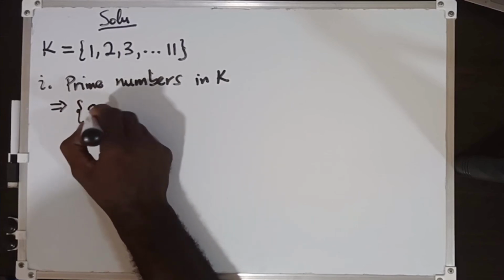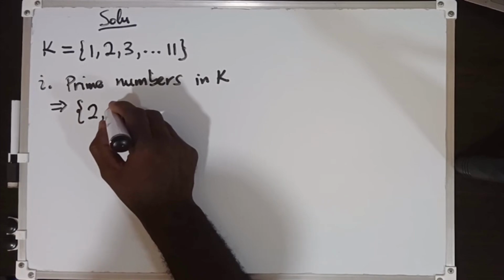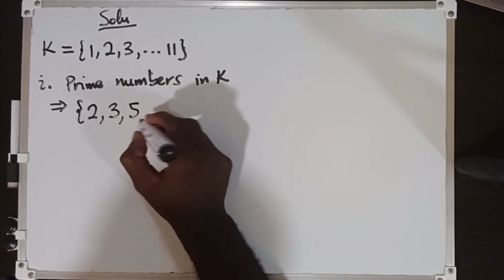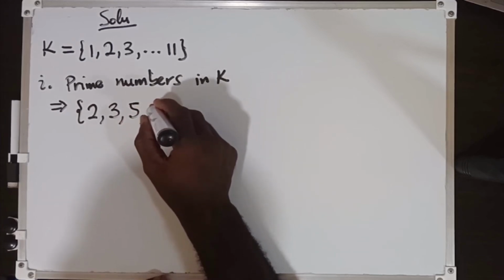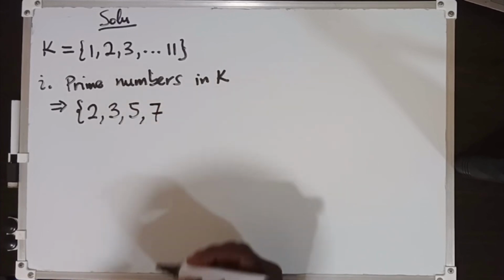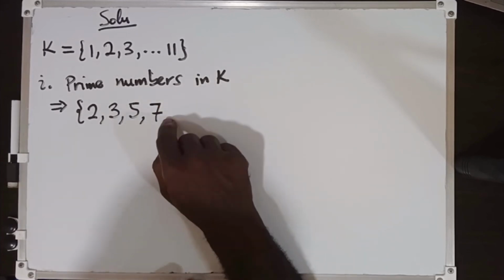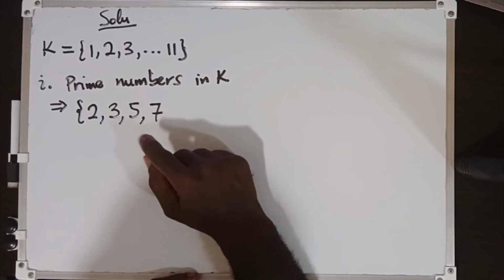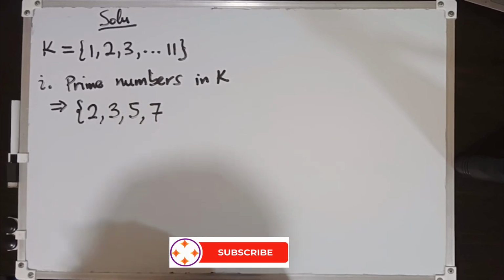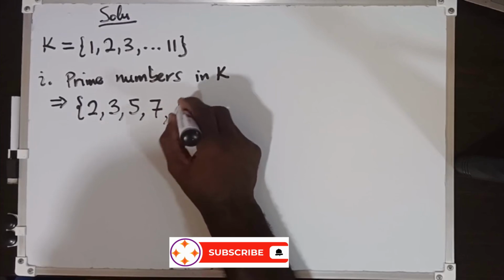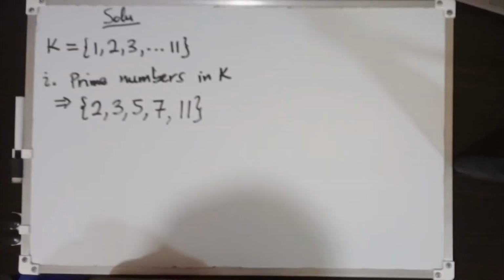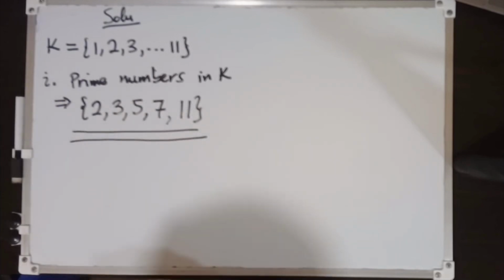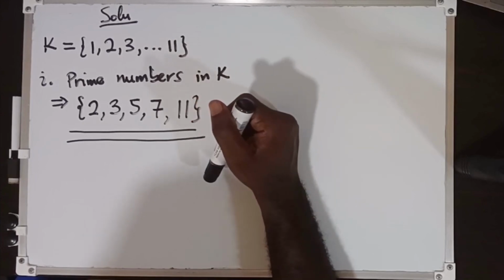So the first prime number is going to be 2, the second prime number is going to be 3, the next prime number is 5 because 4 is not a prime number. The next prime number is going to be 7 because 6 is also not a prime number. 8 is not a prime number. 9 is not a prime number. 10 is not a prime number. So the last prime number is going to be 11. So this is the set of prime numbers in the set k that has been given.